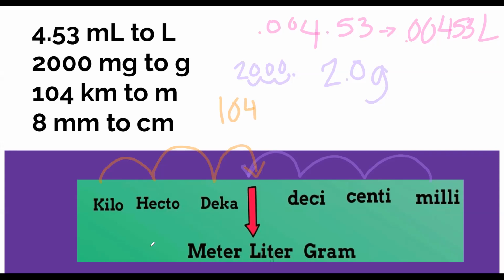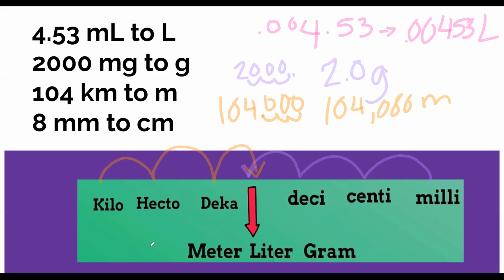I have 104. My decimal point is behind it. And since I'm moving to the right, I'm also going to move my decimal point to the right. So I'm moving 3 spaces, and I'm really just adding 3 zeros. So 104 kilometers is 104,000. That's a zero, sorry, meters.